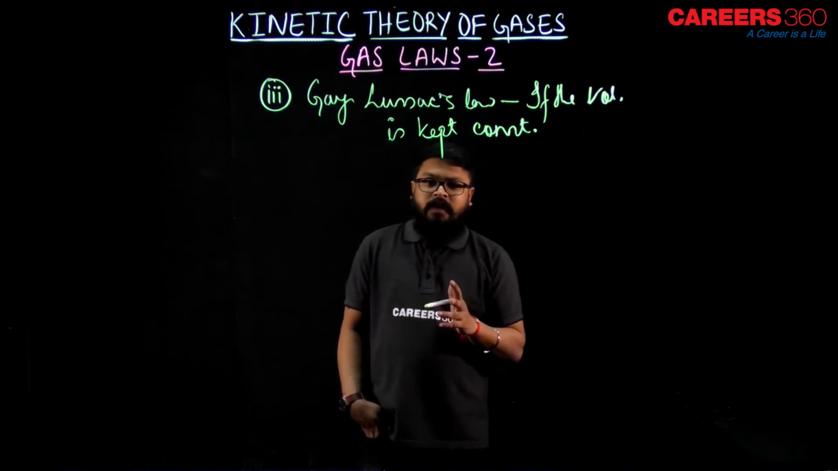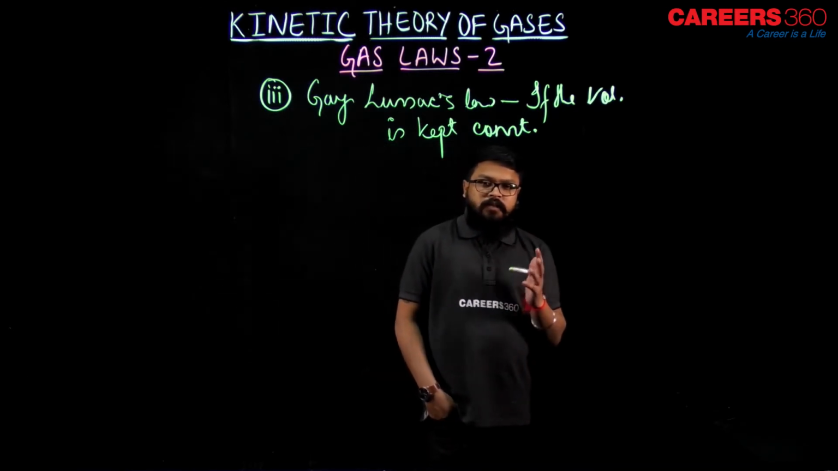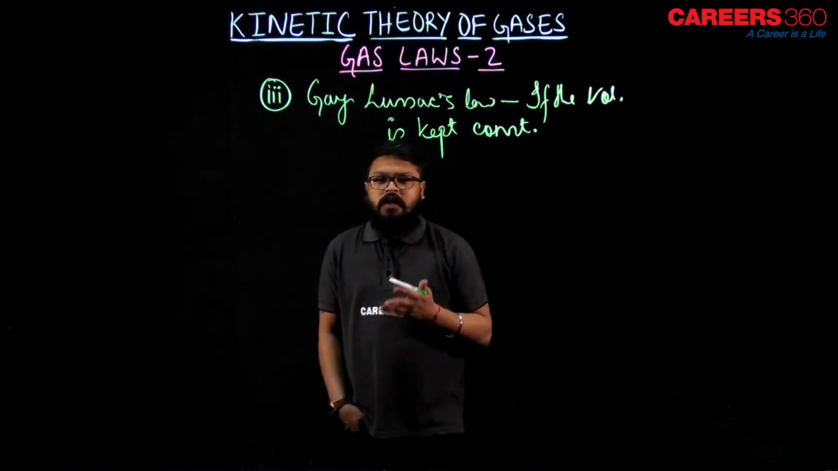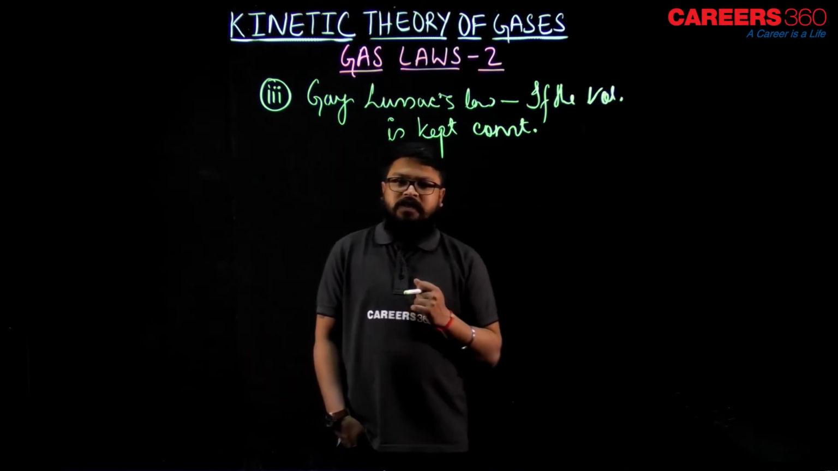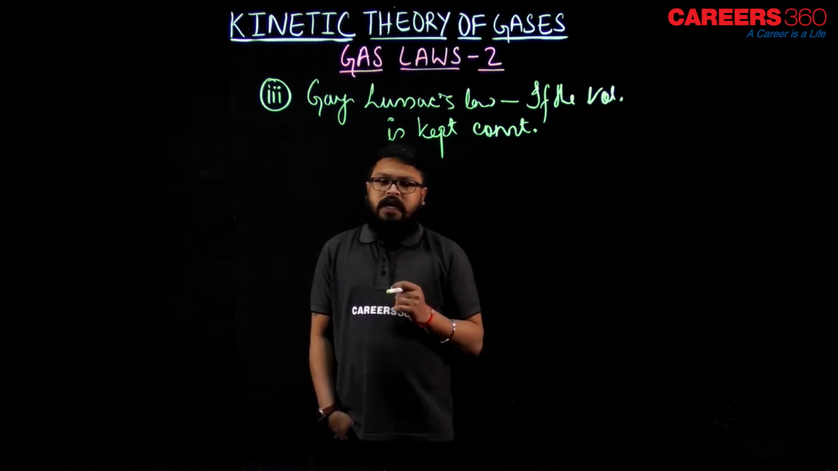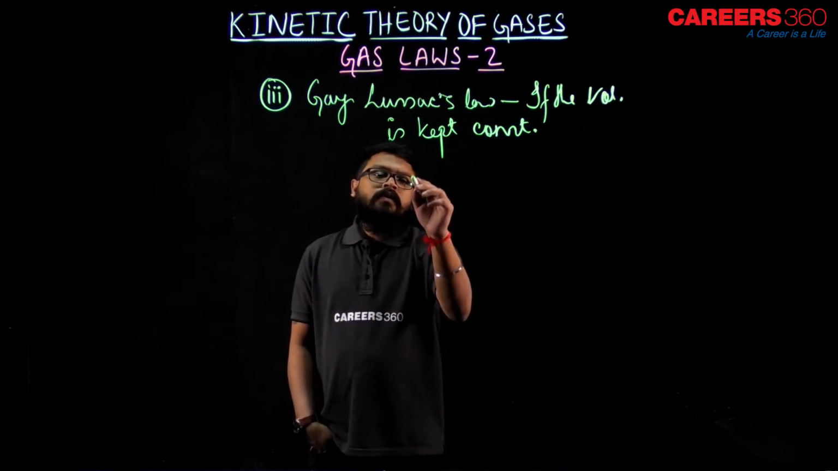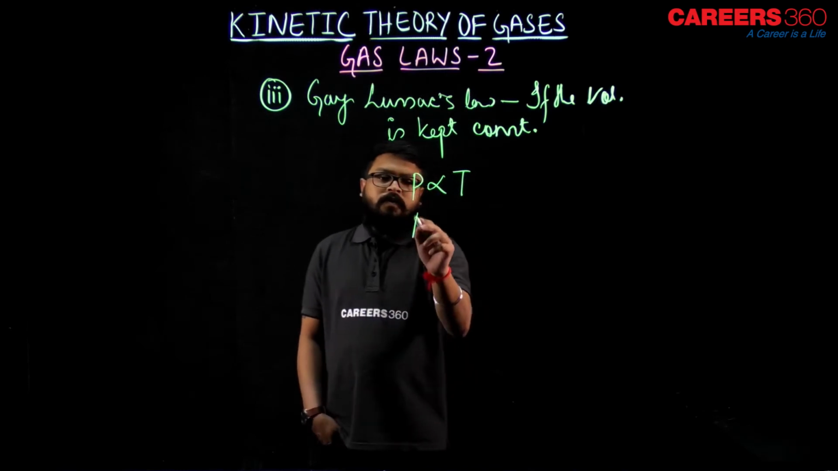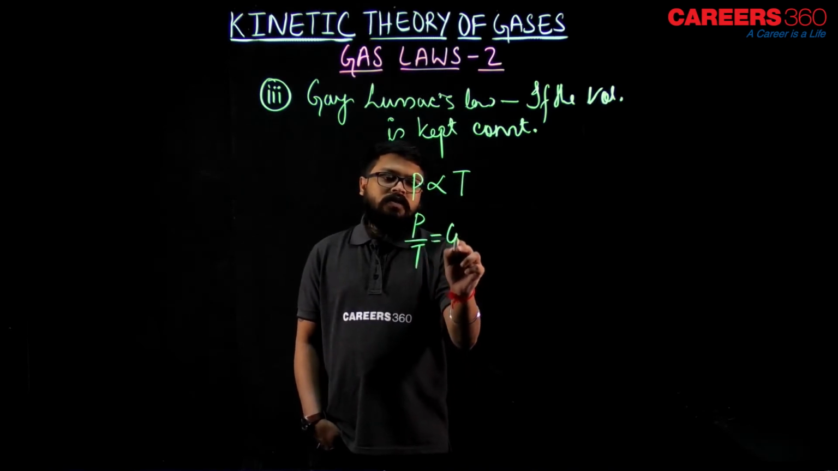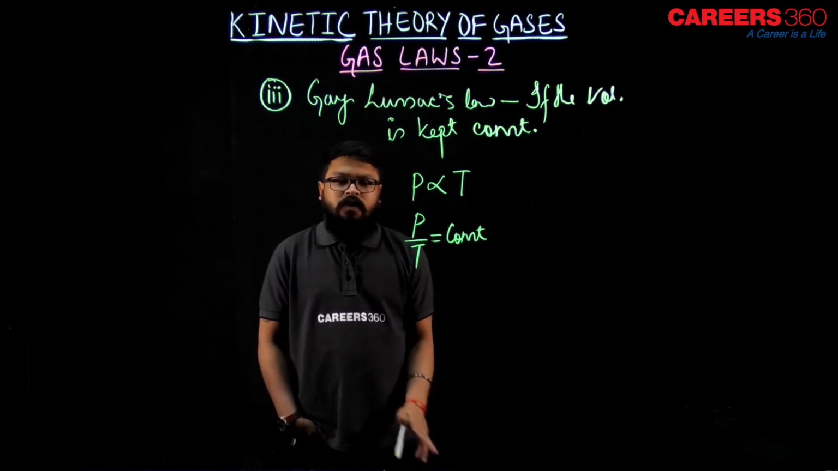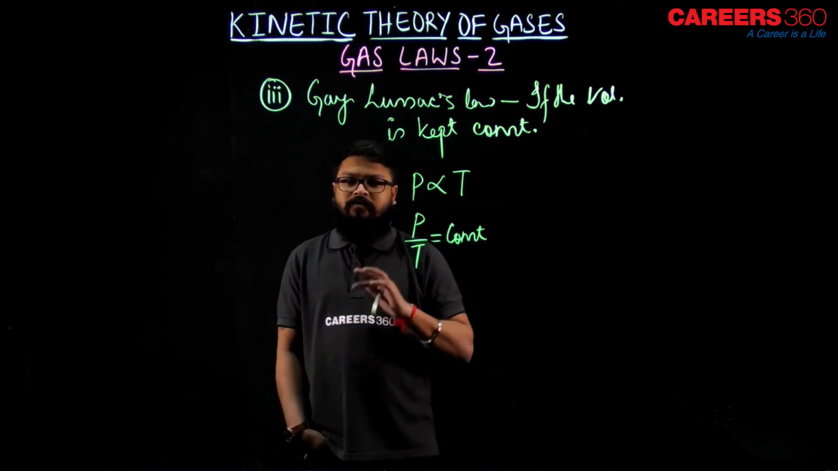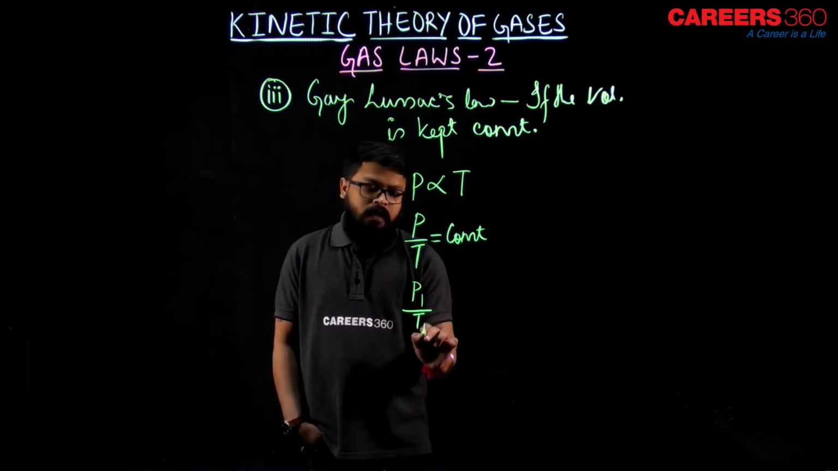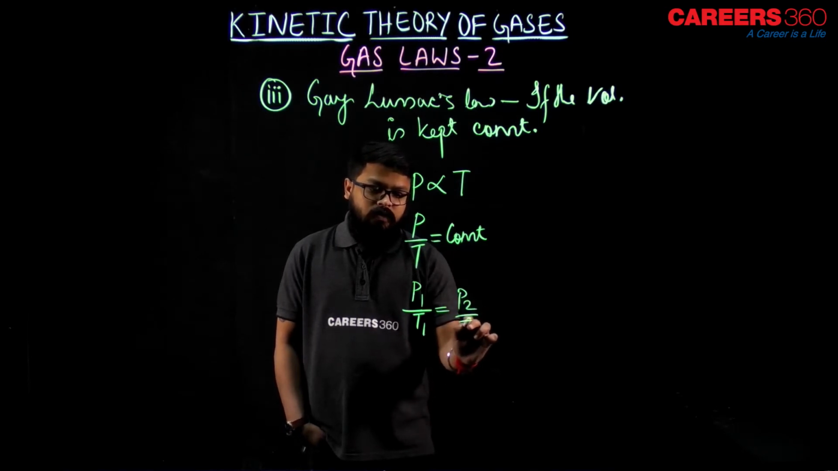I hope you remember Charles' law, when we said that if the pressure is kept constant, then volume was directly proportional to temperature. Similarly in Gay-Lussac's law, if the volume is kept constant for a given mass of gas, then the pressure is directly proportional to temperature. That is, P upon T equals constant. So for temperature T1, if the pressure is P1, and for temperature T2, the pressure is P2, then we can write P1 upon T1 equals P2 upon T2.